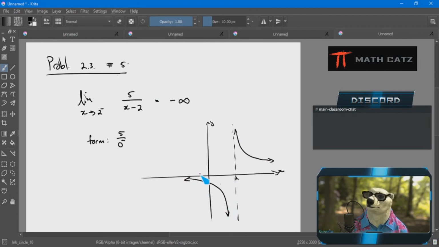That's at 2. I'm coming towards it. My graph is going down. So it's nice to have that visual confirmation, but it's not always going to be possible.